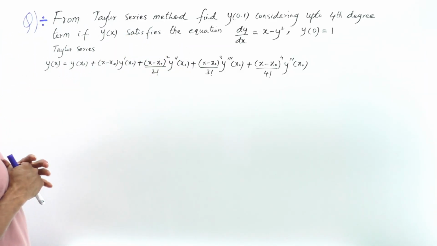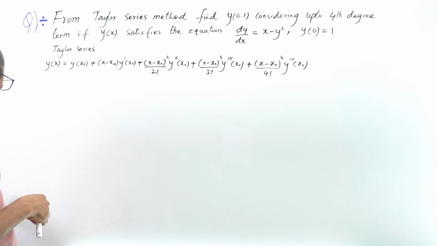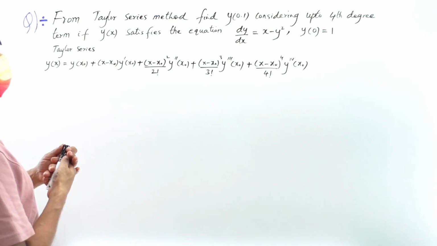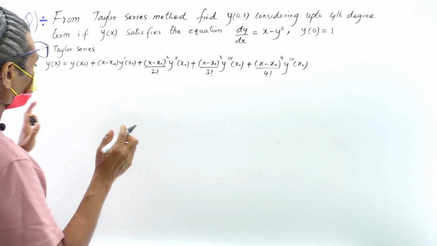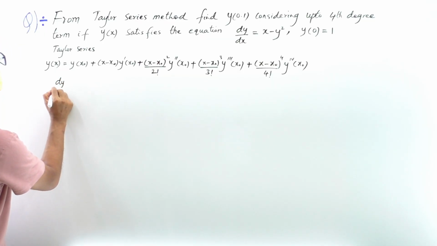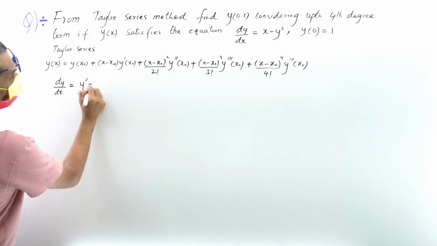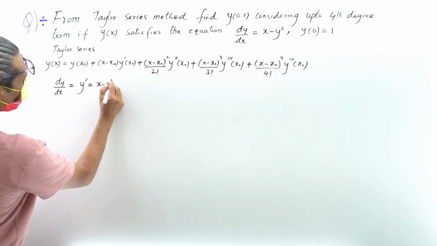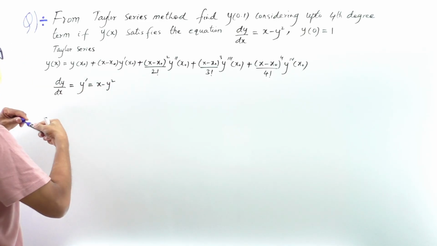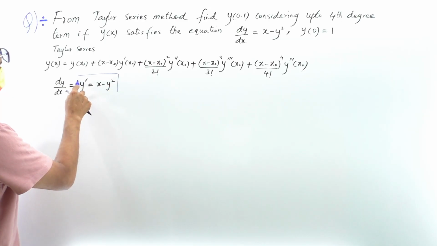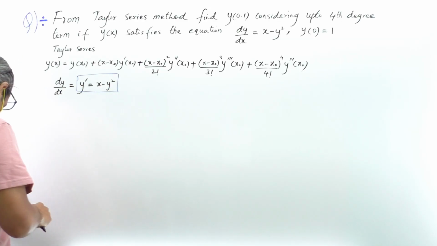Now here, in the Taylor series method, whatever is given, dy by dx is taken as y dash equals x minus y square. So we take it as y dash to make the solution simple. So we have y dash is equal to x minus y square.